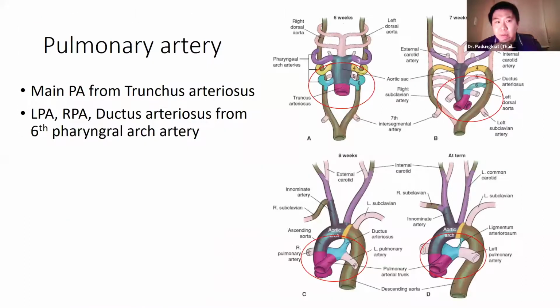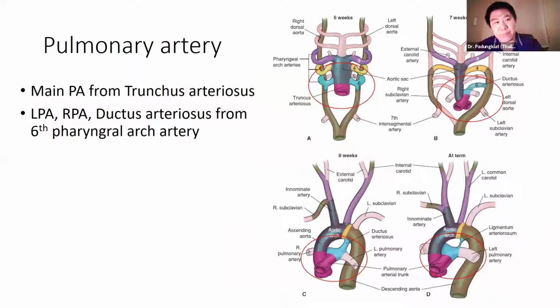Okay, so next up is the pulmonary artery. The pulmonary artery arises in 2 parts. The main PA arises from the truncus arteriosus, and the LPA, RPA, and the ductus arteriosus arise from the 6th pharyngeal arch artery.